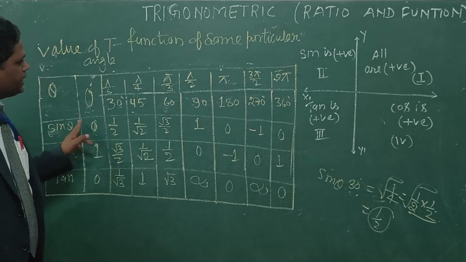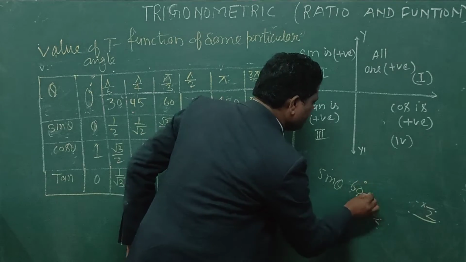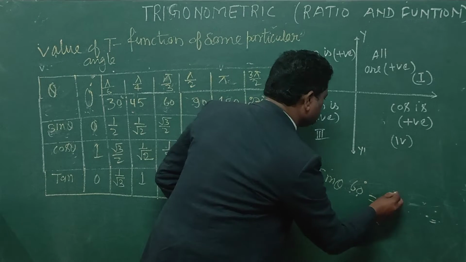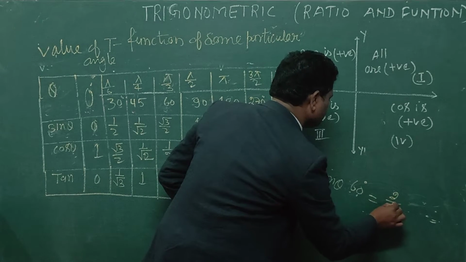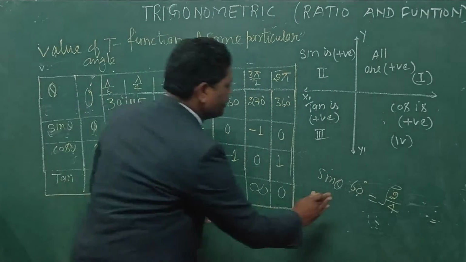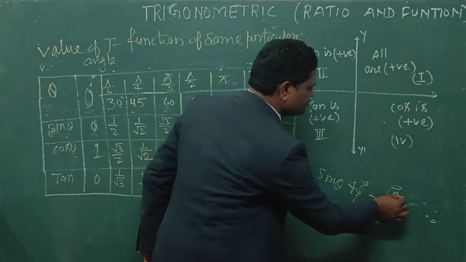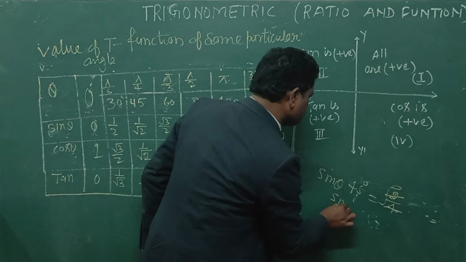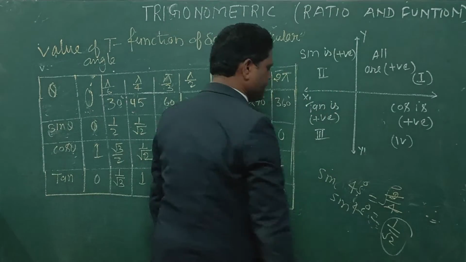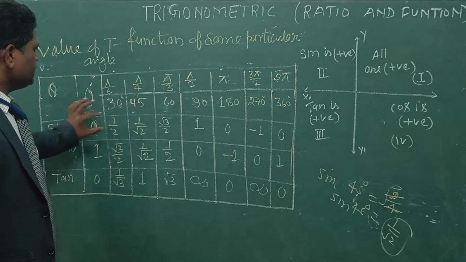After that, sin 45 degree. Sin 45 degree means root of 2 by 4, so sin 45 degree is 1 by root 2.